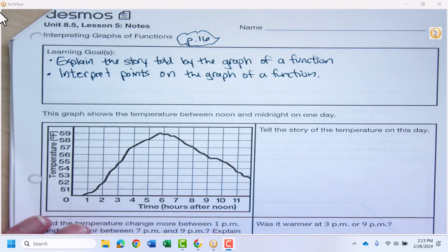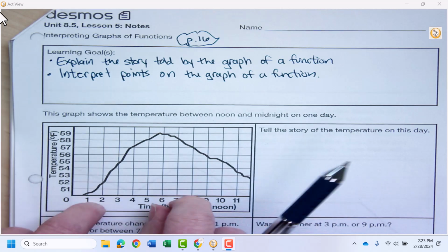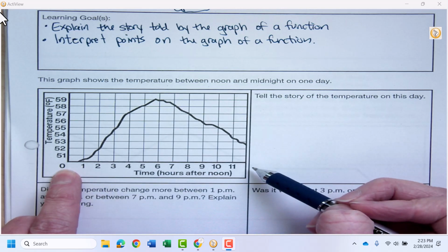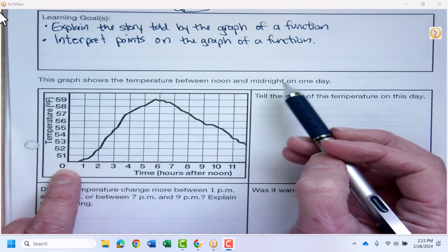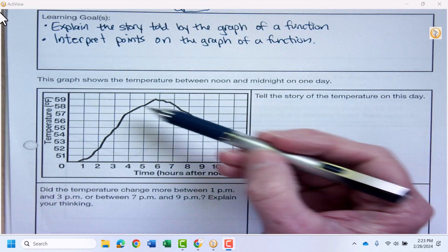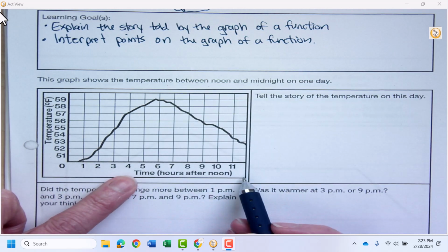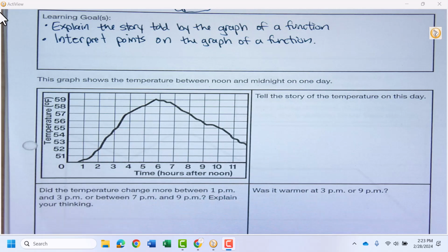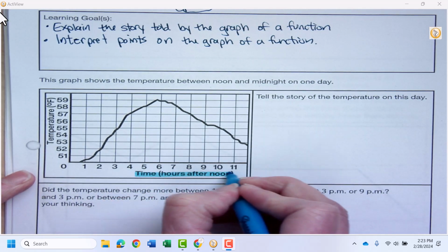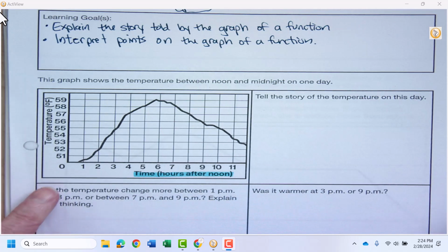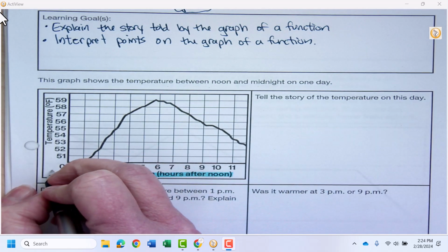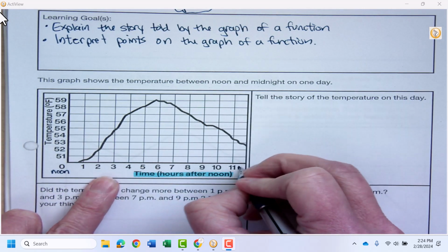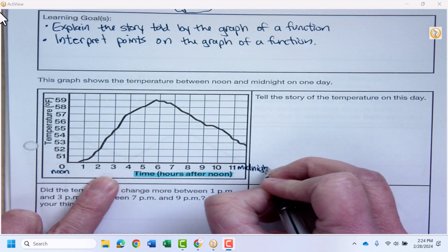So in the activity, there were a bunch of animals racing, but for our notes here, we just have a temperature over the course of 12 hours in a day. So this graph shows the temperature between noon and midnight on one day. Whenever we're presented with a graph, it's important to look at what these 2 labels for the x-axis and the y-axis represent to help understand what's going on. So the x-axis represents the time in hours after noon. So 0 hours after noon would be, well, noon. Then 1 o'clock, 2 o'clock, 3 o'clock, all the way until midnight. That's what the x-axis represents.